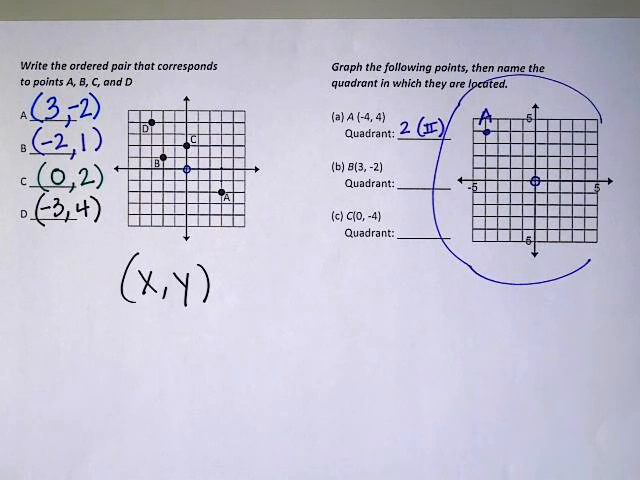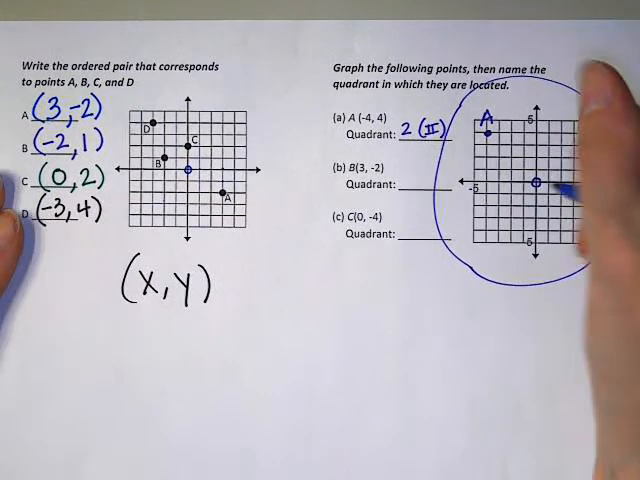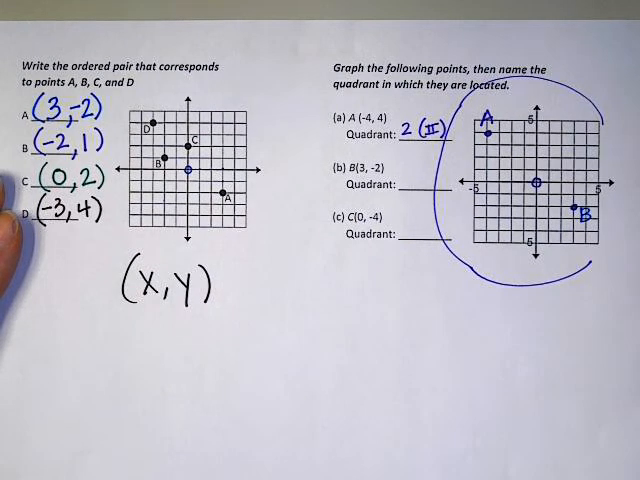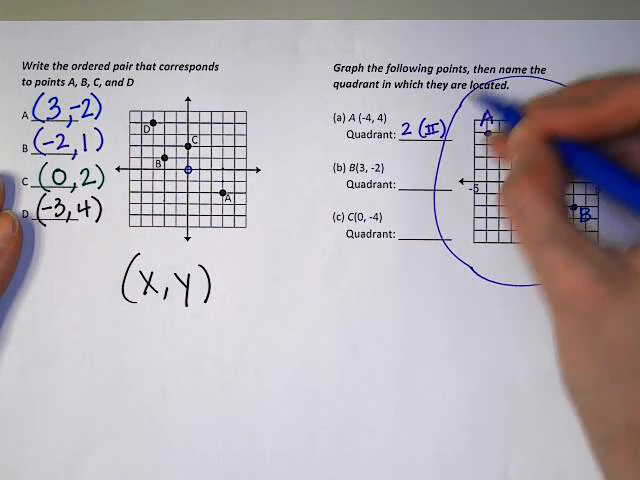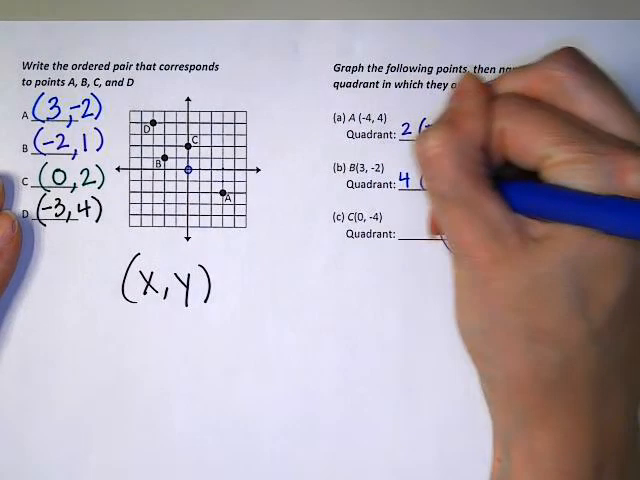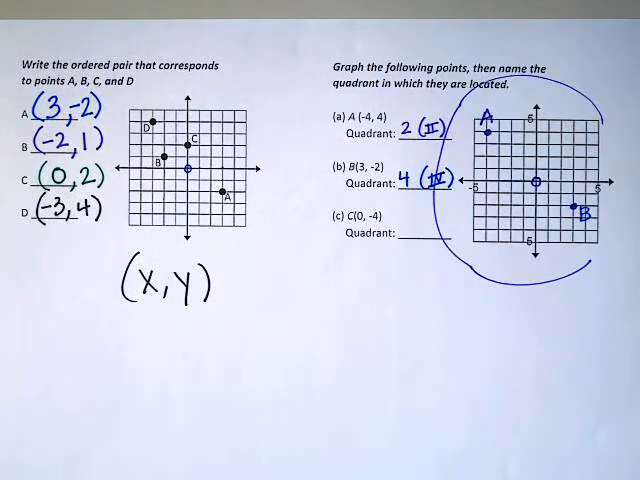Okay, B is at 3 comma negative 2. So that would mean right 3, down 2. That's B. What quadrant is that in? 1, 2, 3, 4. So 4 or IV as Roman numerals. And last one, guys, you're doing great.